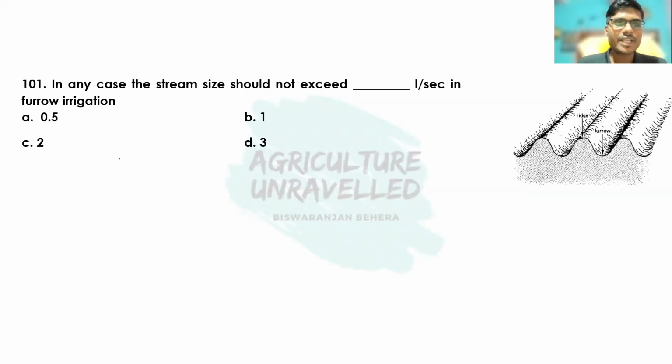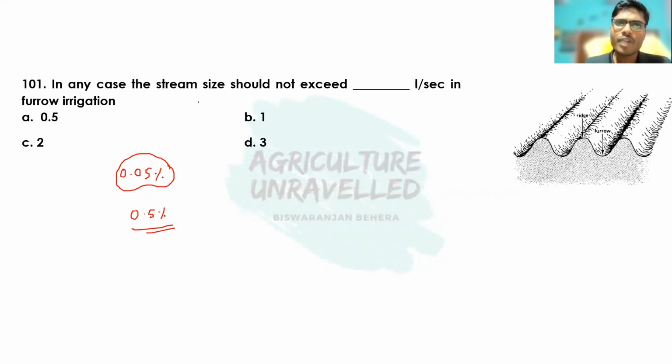Then coming to the next question: in any case, the stream size should not exceed dash liter per second in furrow irrigation. So now we are going to discuss furrow irrigation. What we have already discussed is the slope. For furrow irrigation, the minimum slope requirement is 0.05% and the maximum slope is 0.5%. Up to 0.5% we can go for furrow irrigation.